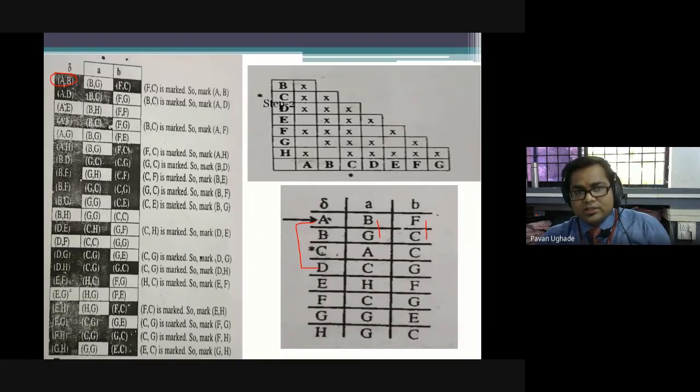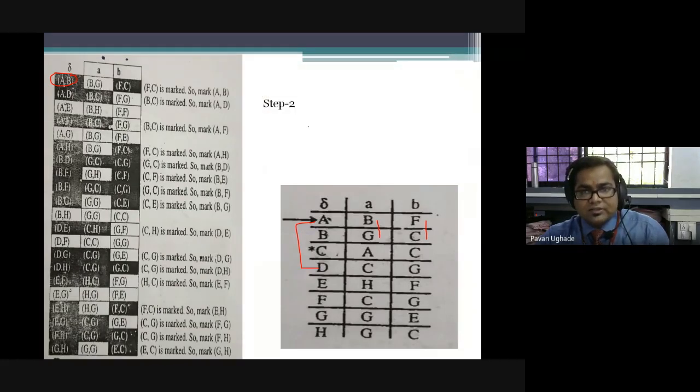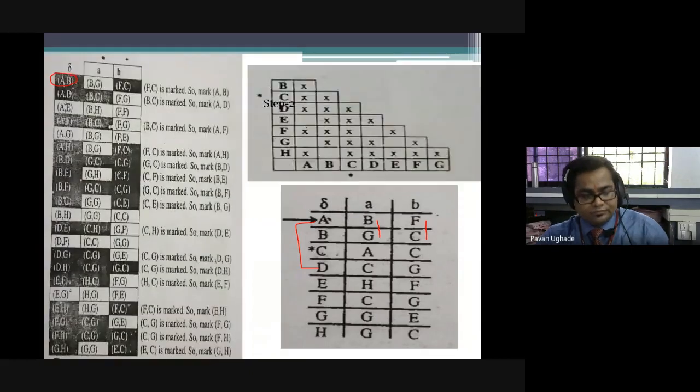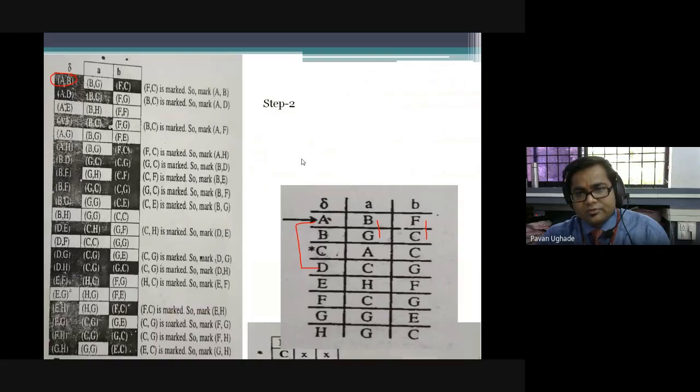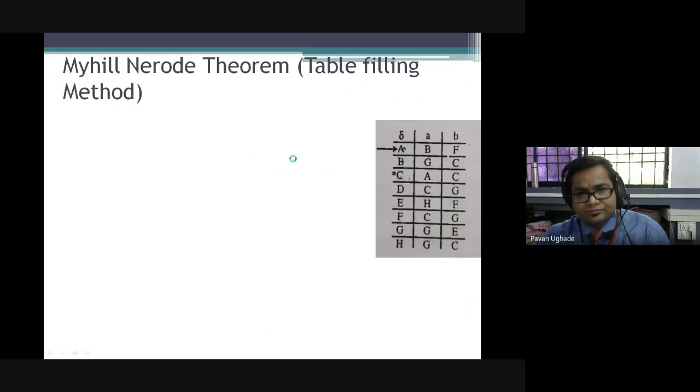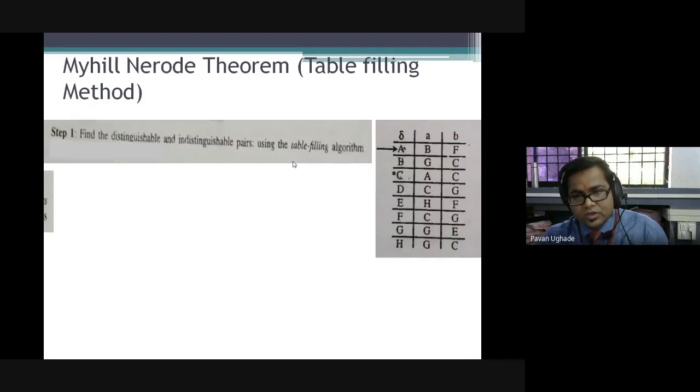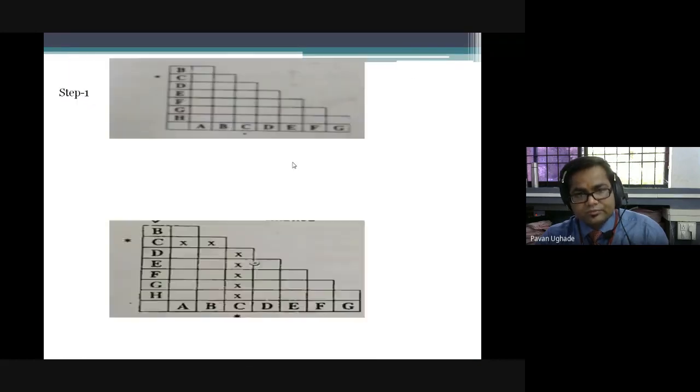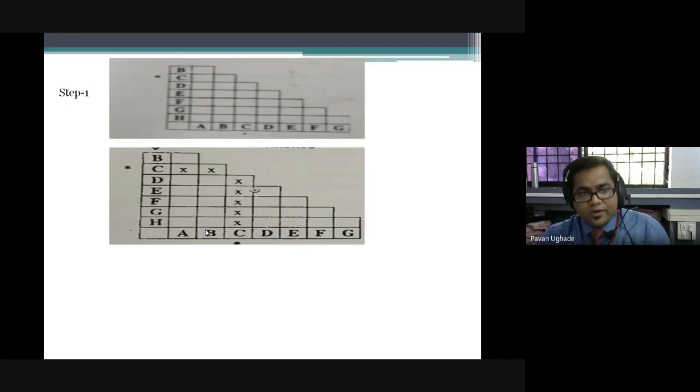Now, what is this blank and this highlighted portion? I'll explain it to you. Please try to understand. Once you draw the whole table, the next step is to check the BG in the cell which we have drawn here, whether it is blank or it is crossed.